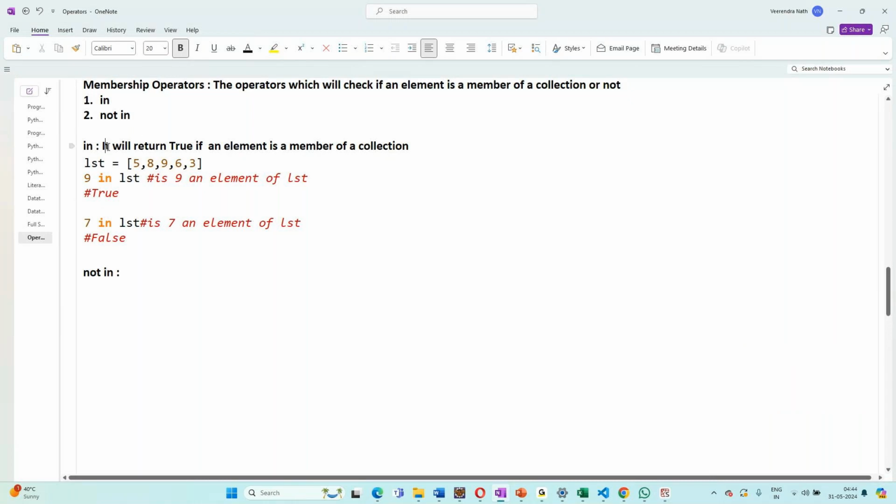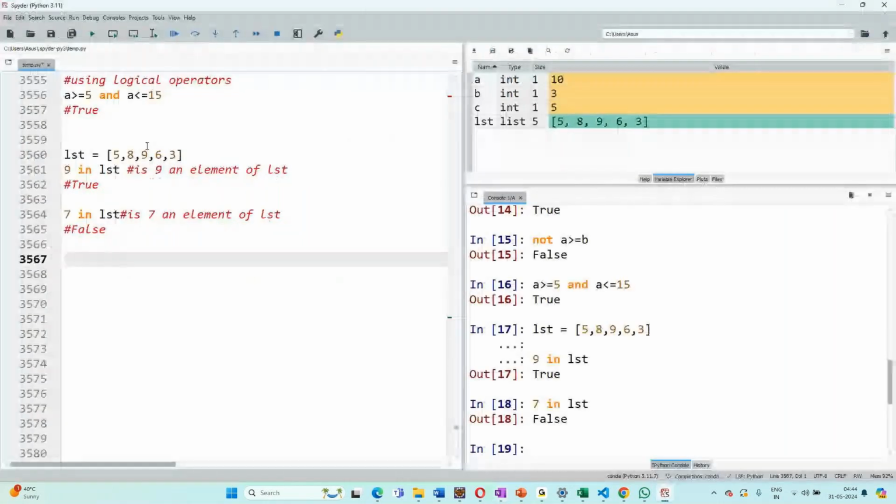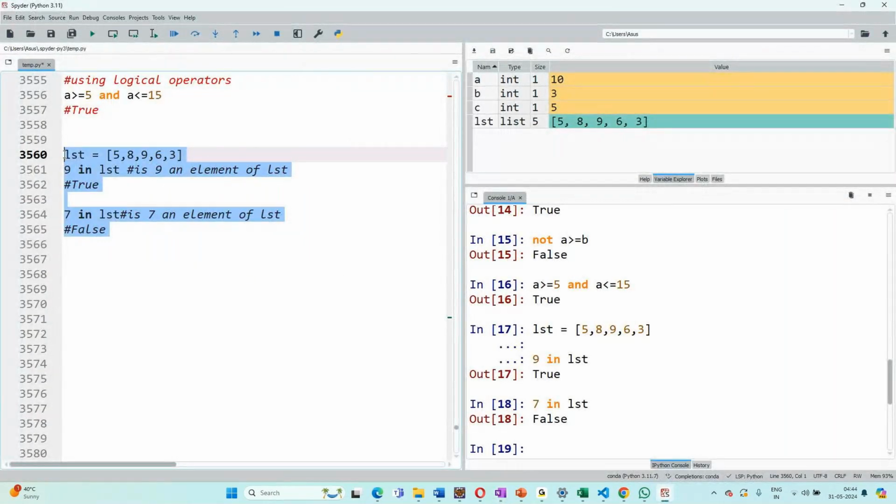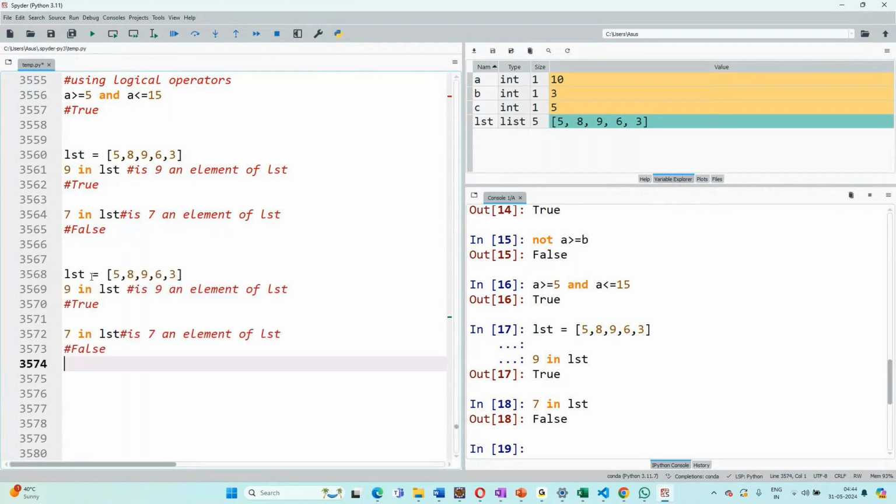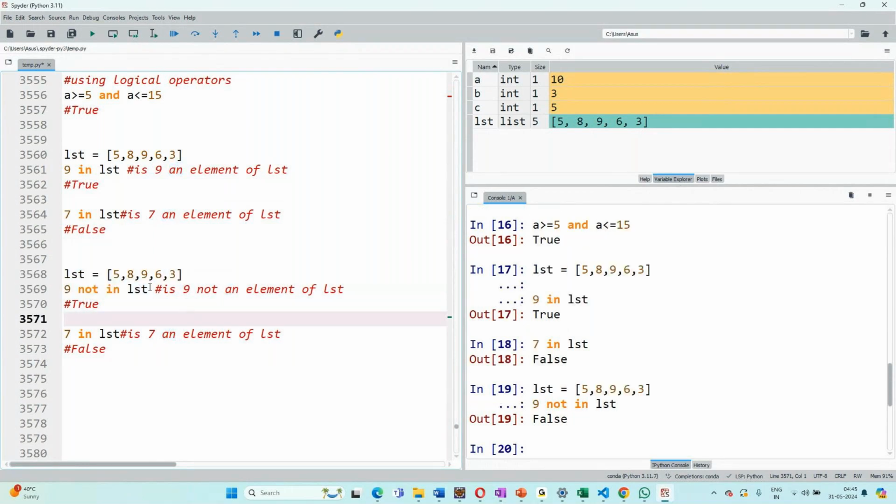It will return true if an element is not a member of the collection. Now it is something opposite. How is it opposite? So 9 not in LSD: is 9 not an element of LSD? The answer is going to be false. Why? Because it is a member.